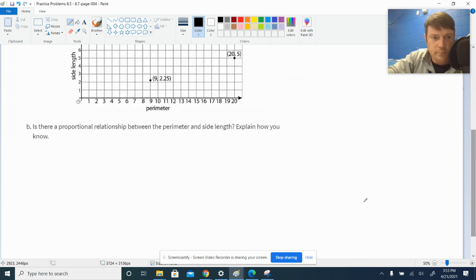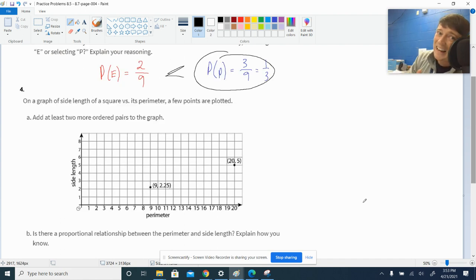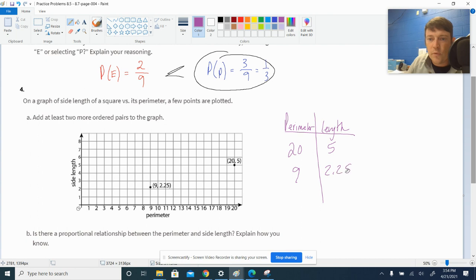Look at number 4. On a graph of side length of a square versus its perimeter, a few points are plotted. Add at least 2 more ordered pairs to the graph. All right, so we got to be thinking here about table action. We've got our perimeter on one side of the square, and we've got our side length on the other side. When the perimeter is 20, the length was 5. When the perimeter was 9, the length was 2.25.